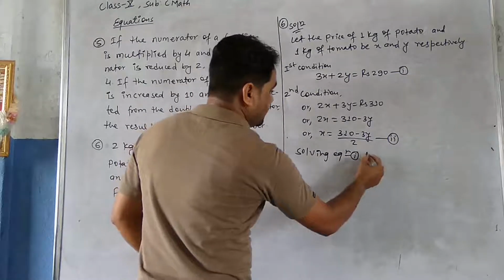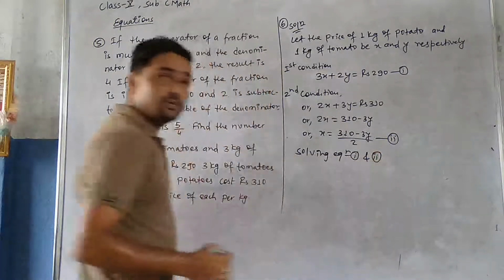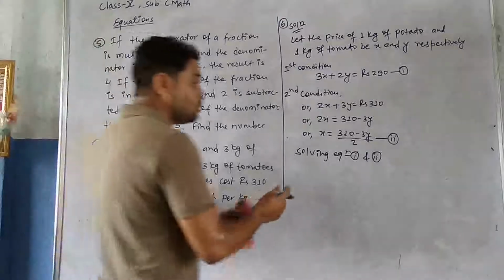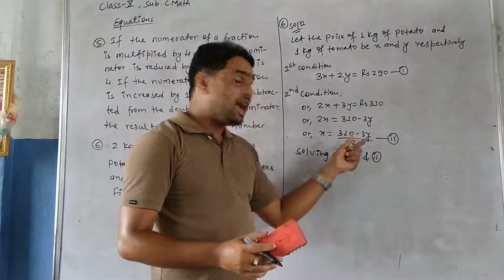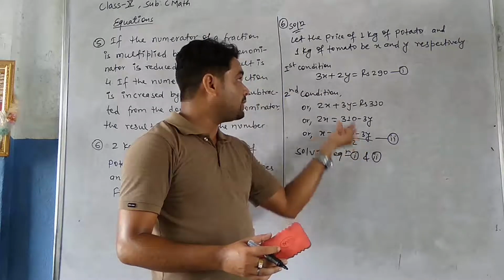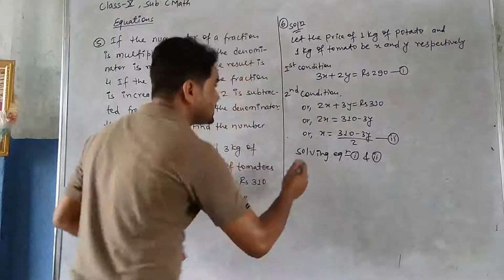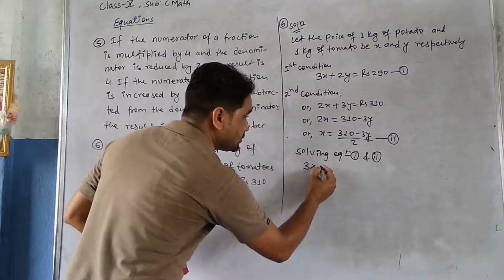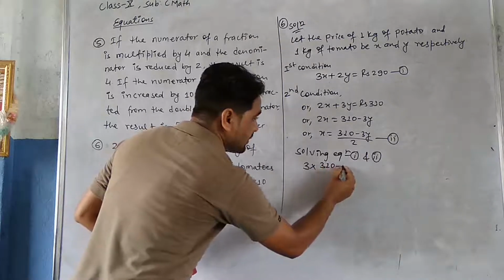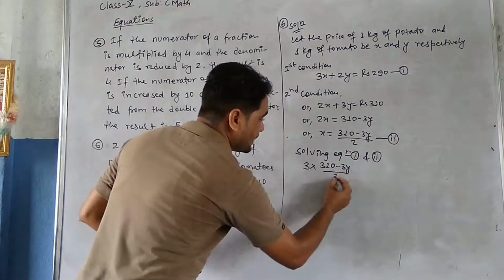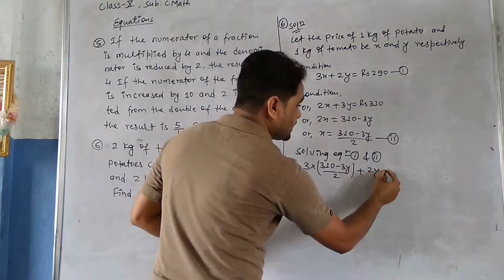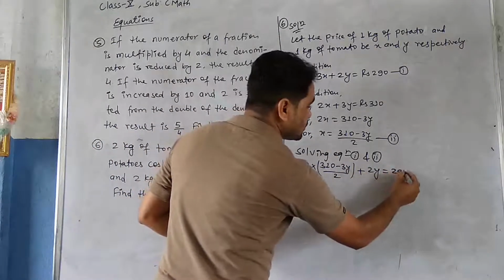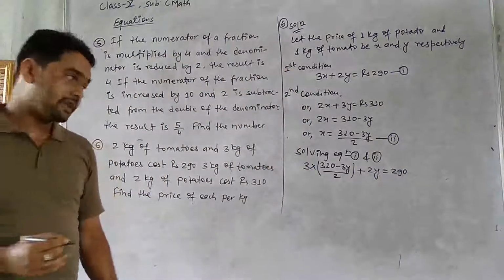equation first and second. If we solve both equations, we have the value of x equals (310 minus 3y) upon 2, and let's substitute this value of x in equation first. Yes, so we get what? 3 into (310 minus 3y) by 2, plus 2y equals 290. This is a lot. Yes.